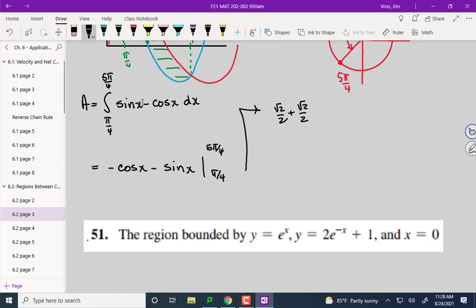And then we subtract off what happens at the lower limit. If you subtract off what happens at the lower limit, you can imagine that subtraction distributing and making both of these positive. So it's actually going to be plus cosine of π/4, which is positive root 2 over 2, plus sine of π/4, which is root 2 over 2. So we have all that, which is 2 root 2.